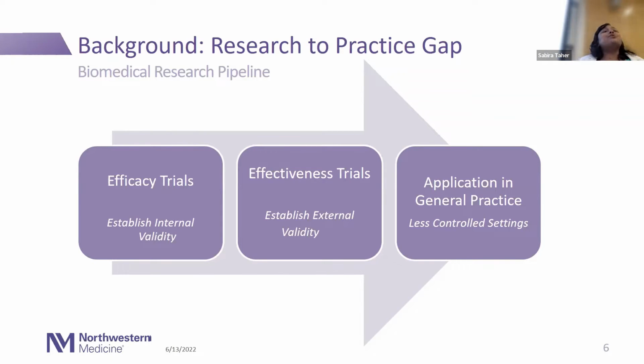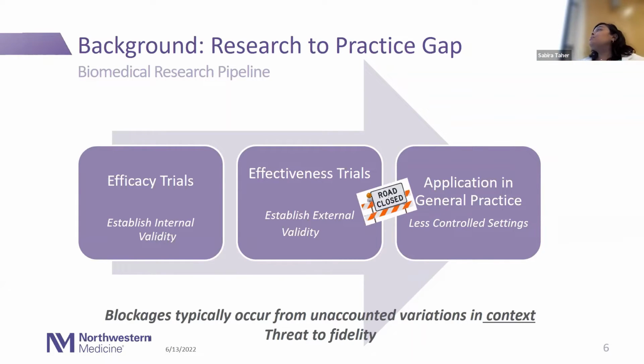And hopefully when that's successful, we move on to application in general practice where there are less and less controlled settings. However, blockages typically occur from unaccounted variations in context. And so it just becomes difficult to apply these evidence-based interventions in real-world settings. And when I say context, I'm talking about alignment with the physical setting, provider capacity to implement an intervention, or availability of organizational resources. It can also be on the recipient side or the patient side. My dad is a great example, with some of those evidence-based nutrition guidelines.